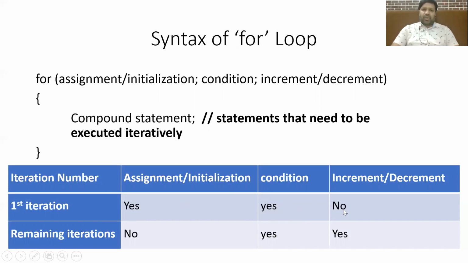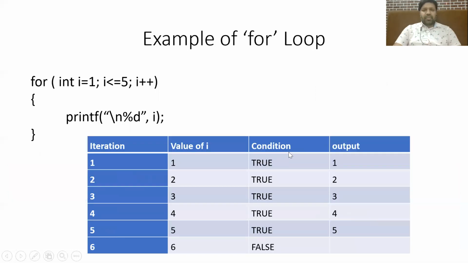Once the first iteration is over, when you reach the second iteration, the first thing to happen is that we increment or decrement the value, and then again check the condition. If the condition is true, we again execute the set of compound statements, and if the condition is false, then you come out of the for loop. So basically, what does it mean? The condition will always be checked. Initialization will be done only in the case of the first iteration, and increment and decrement is done for all the remaining iterations.